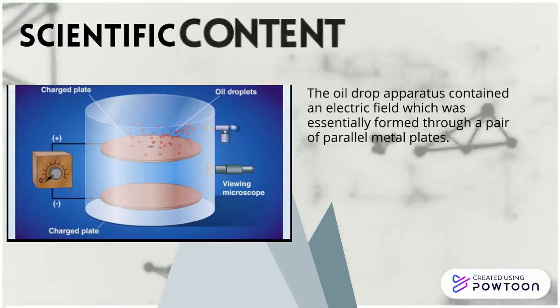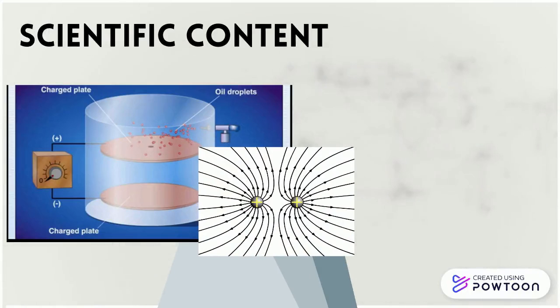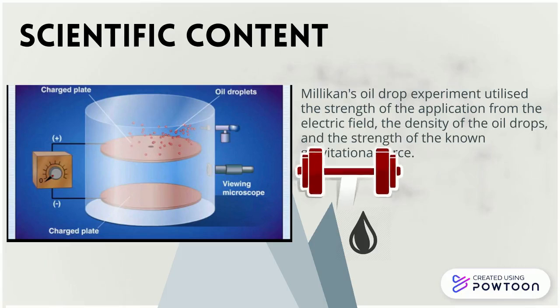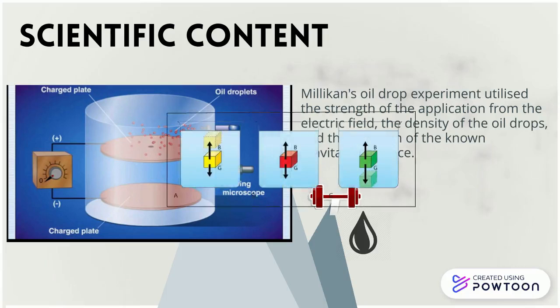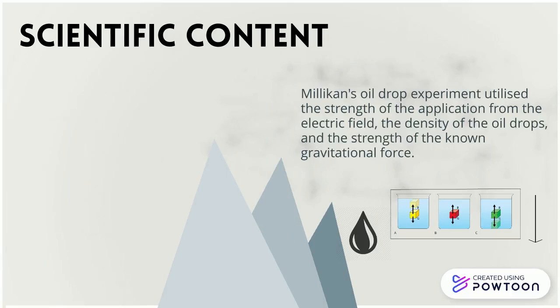The oil-drop apparatus contained an electric field which was essentially formed through a pair of parallel metal plates. Millikan's oil-drop experiment utilized the strength of the applied electric field, the density of the oil drops, and the strength of the gravitational force to determine the charge of the balanced oil drops.